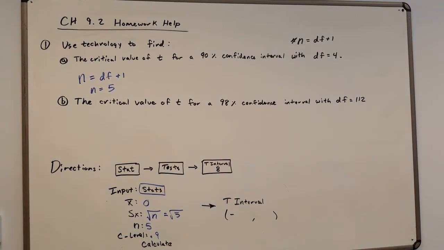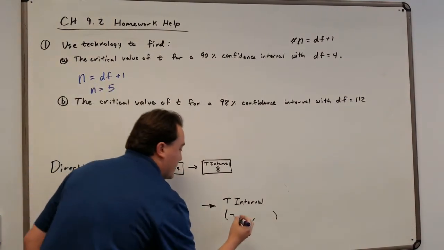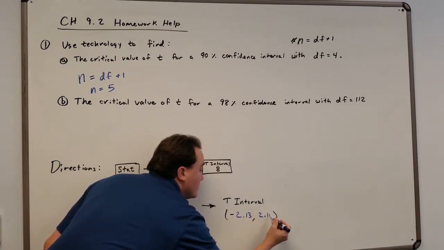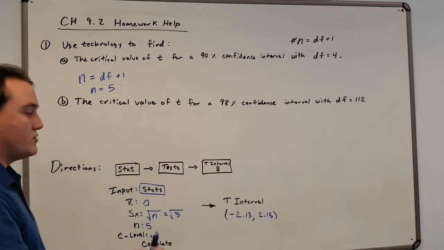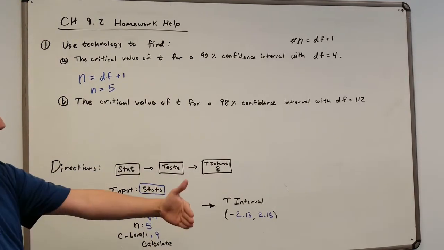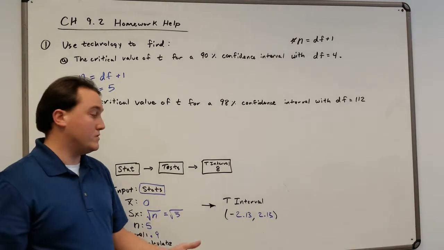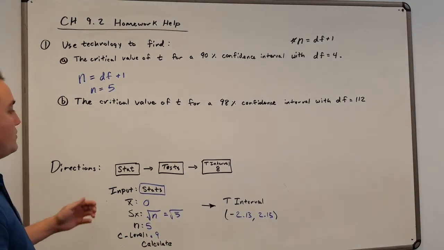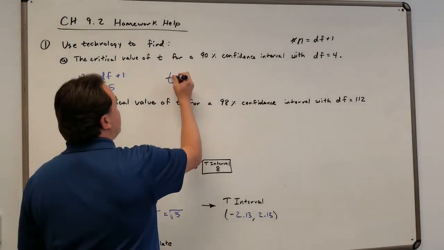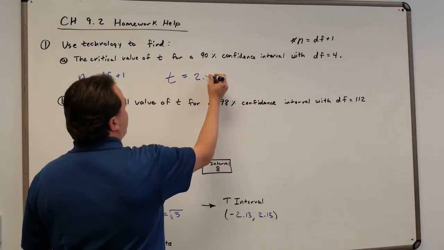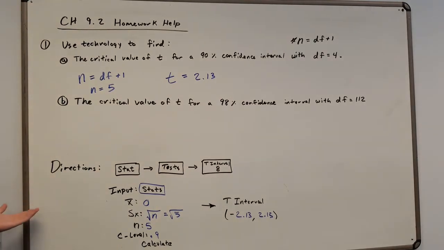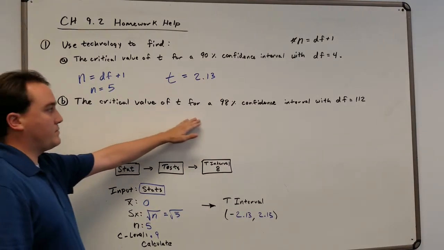And then it gives you this interval as an answer, 2.13 and 2.13. All right, that's just your standard deviation, 2.13 standard deviations to the left and right. So that's our confidence interval. All right, so that's the answer. T equals 2.13.